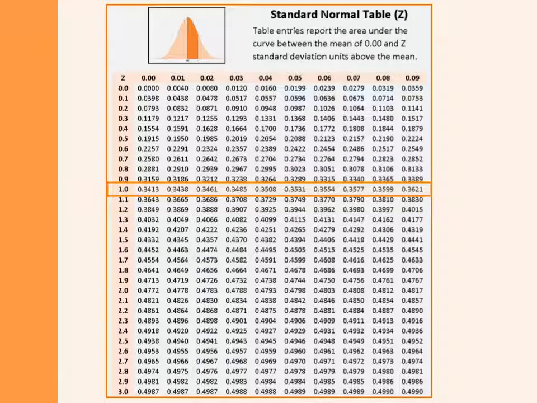Our first step will be to highlight the row that reports a z-score of 1.0, and then to highlight the column that reports the 100th of 0. The number that appears where these highlighted sections intersect is 0.3413, and that's the area between the mean of 0 and 1.00 z-score.